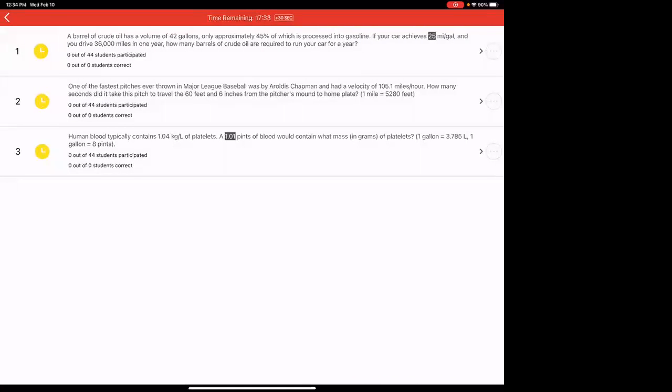Now, I'll give you guys a hint in the first one there. When it gives you the concentration of the gasoline in the crude, basically it's telling you what percentage of the crude can be converted to gasoline. You can kind of treat that as a volume percent if you want to. You could say 45, you get 45 gallons of gas out of 100 gallons of crude. So that's perfectly fine to do there.